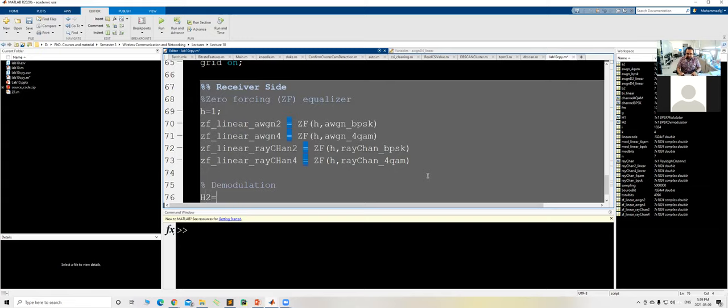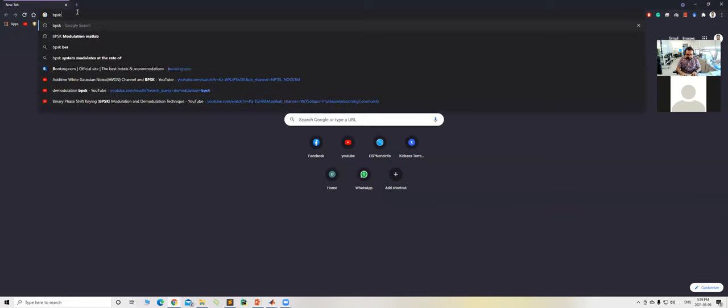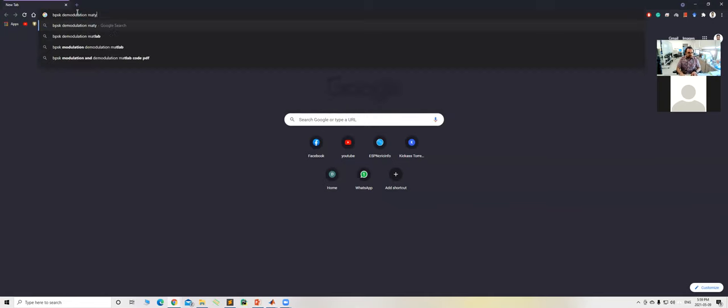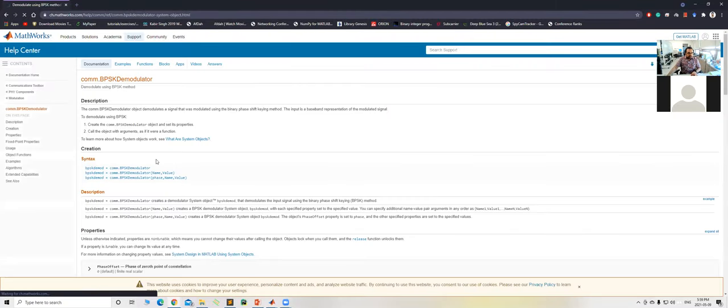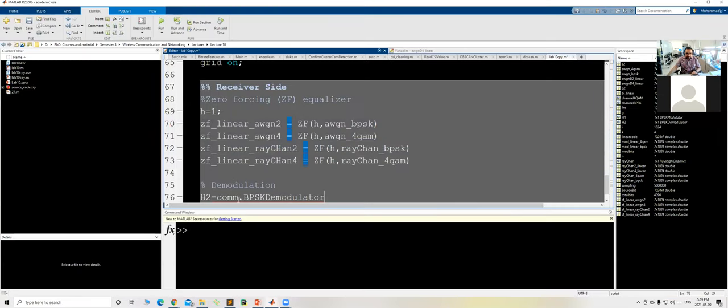Let's say I'm calling it H2, and it is the BPSK demodulation in MATLAB. I can simply copy this part and paste it here. So, BPSK demodulator. I think I have seven rows and one or two columns here, and this demodulation is applied column by column.